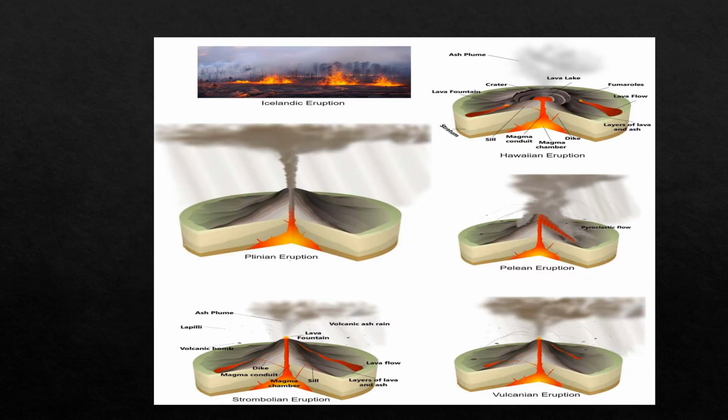Based on the explosive areas, this categorization is done. So in this categorization, we have six types. Those are Icelandic eruption, Hawaiian eruption, Plinian eruption, Pelean eruption, Strombolian eruption, and Volcanian eruption. The first one here is Icelandic eruption.